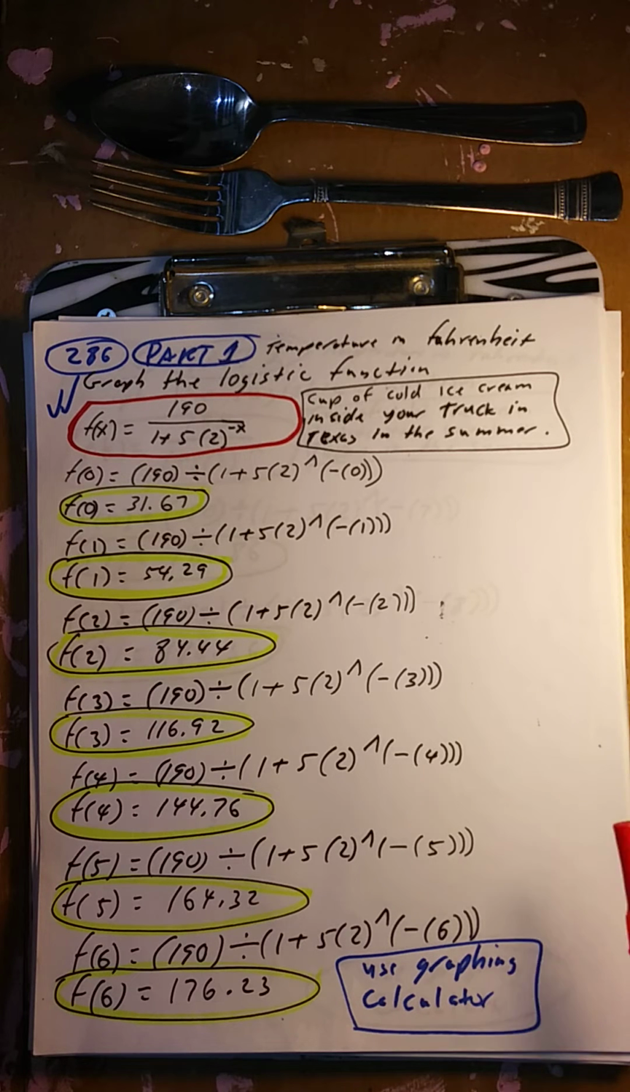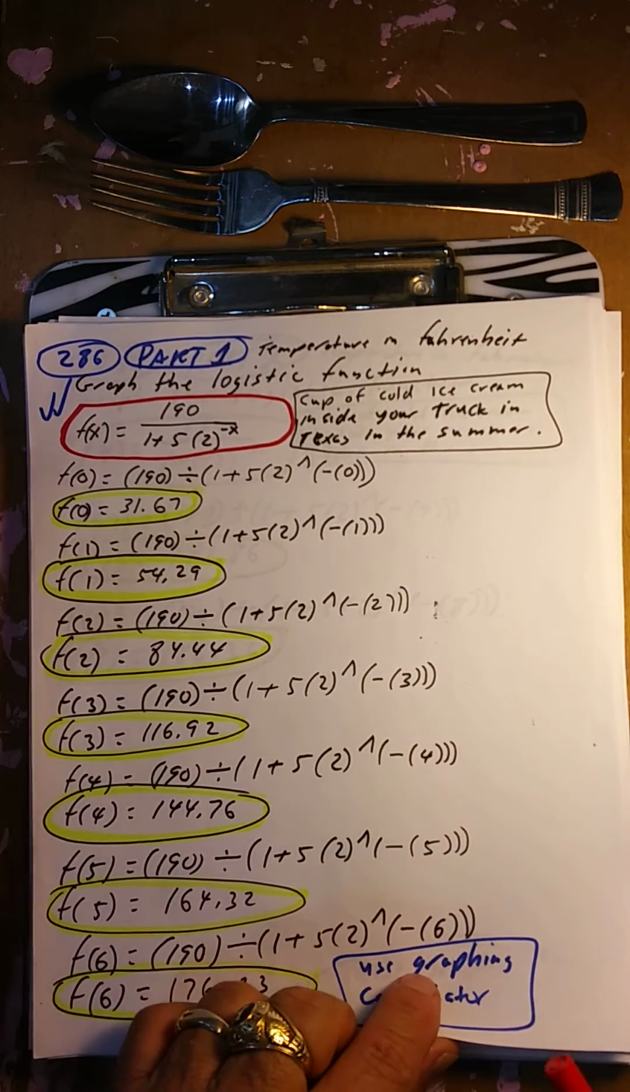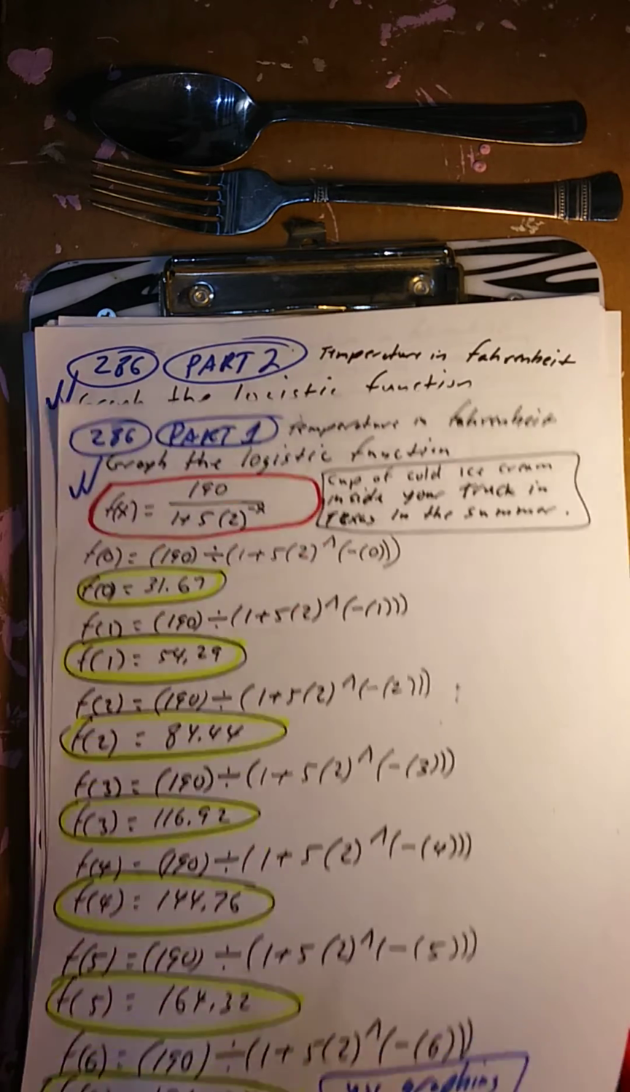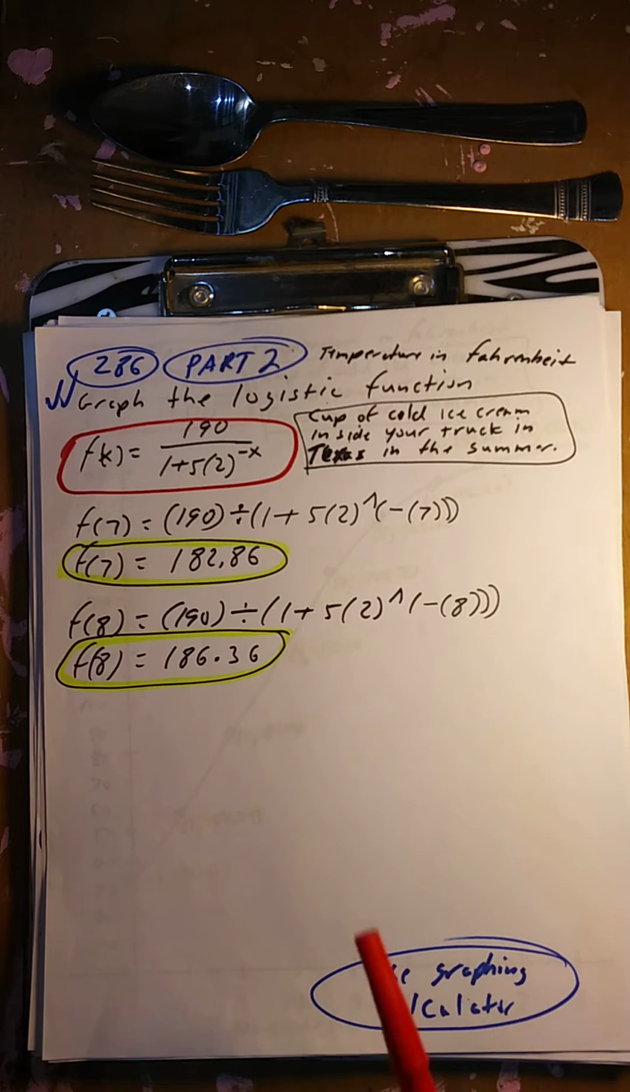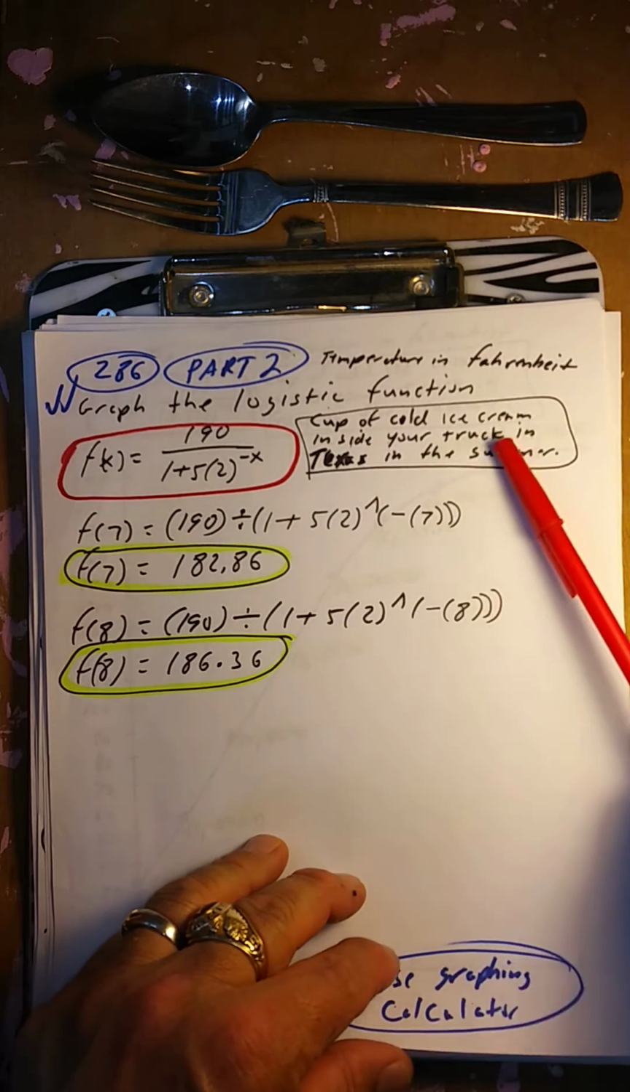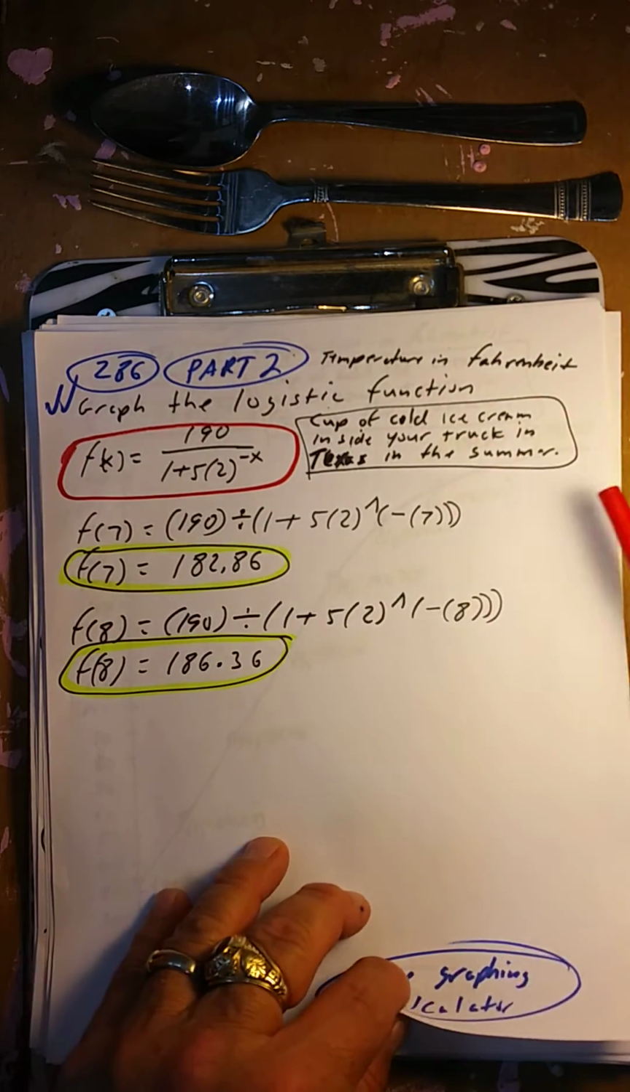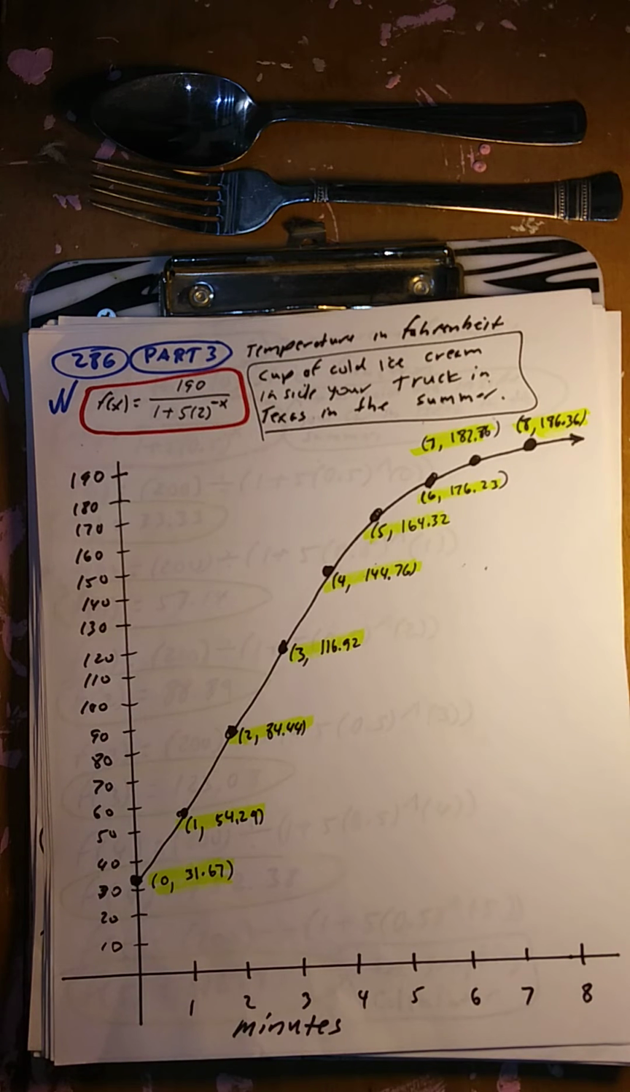Okay, put it inside the car. The air conditioner's off. Everything's off. Let's see what happens. After 1 minute, 2 minutes, 3 minutes, 4 minutes, 5 minutes, guess what happens? Okay, it's 8 minutes later. Your cup of cold ice cream inside your truck in Texas in the summer in August. Let's see what happens. Whoa, this is what happened.